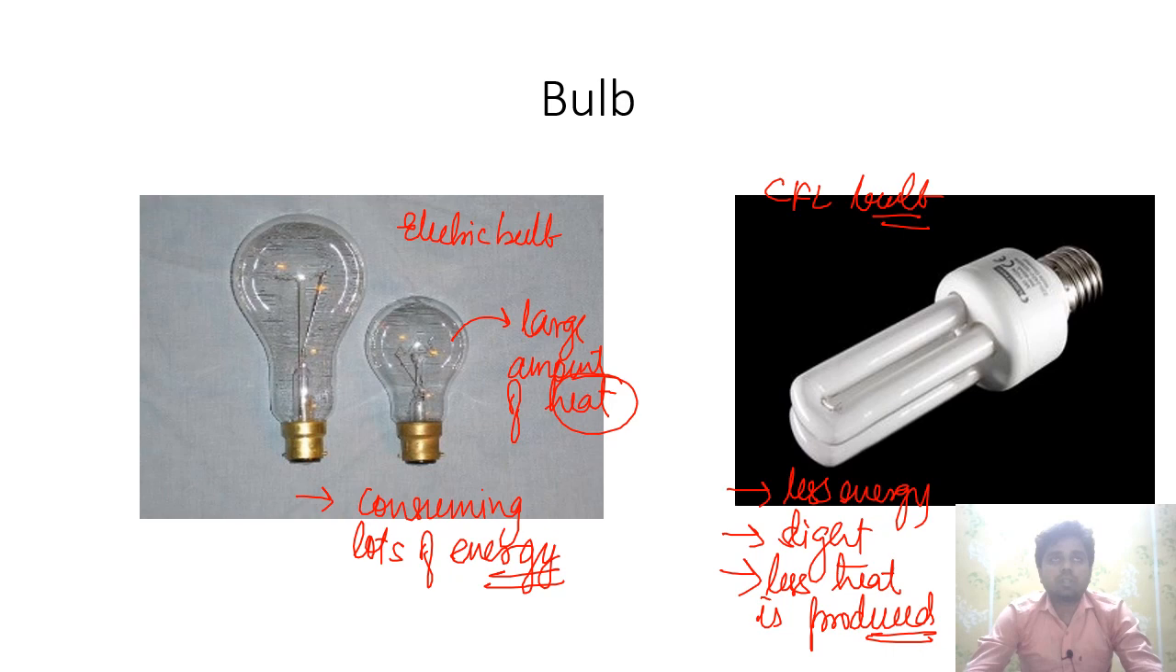So in this way, if there is still an electric bulb placed in your house, you must replace that bulb with a CFL bulb. Why should we replace that bulb with a CFL bulb, student? Because the CFL bulb saves energy, and the loss of heat energy is very minimal.